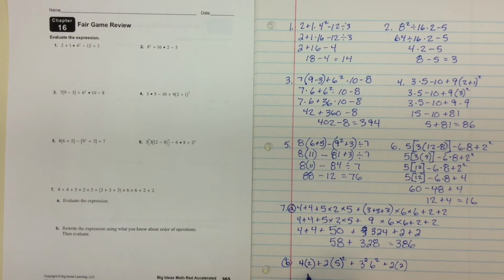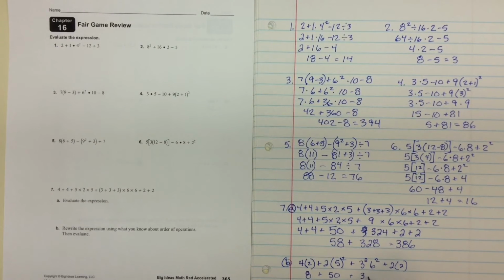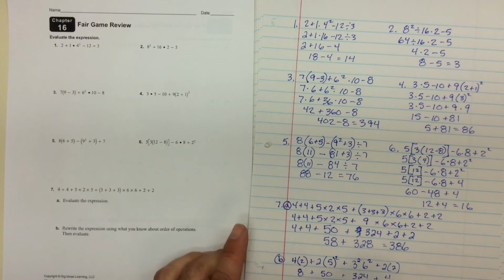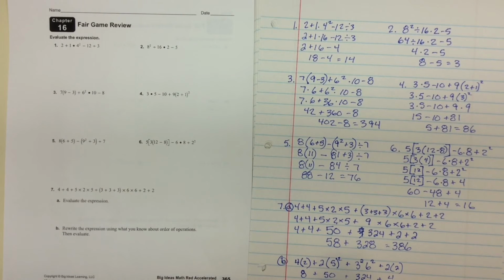It says evaluate, so this would be 8. 5 squared is 25 times 2 is 50. 3 squared is 9. 6 squared is 36. 9 times 36 is 324. 2 times 2 is 4. Now we're basically close to right here. We combine these and get 58 plus 328 equals 386, just like we had before.